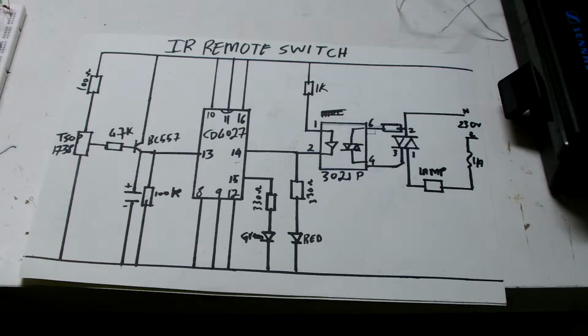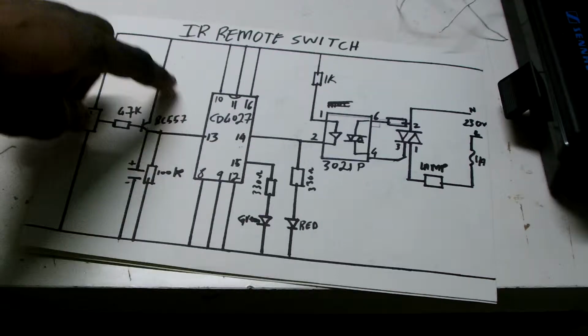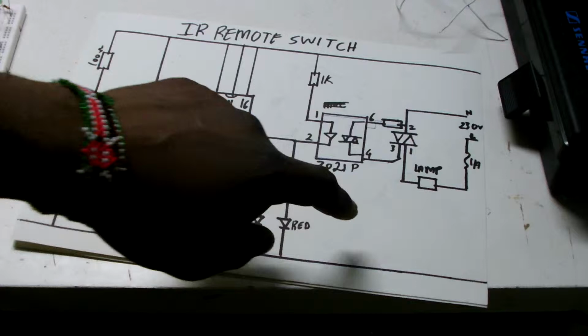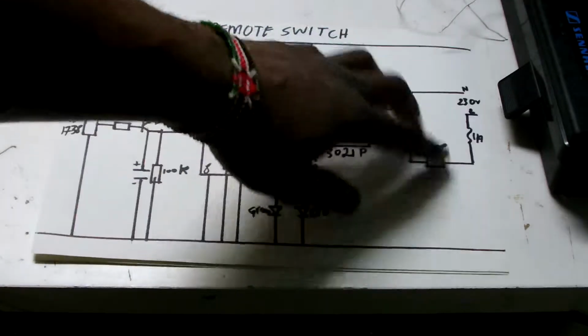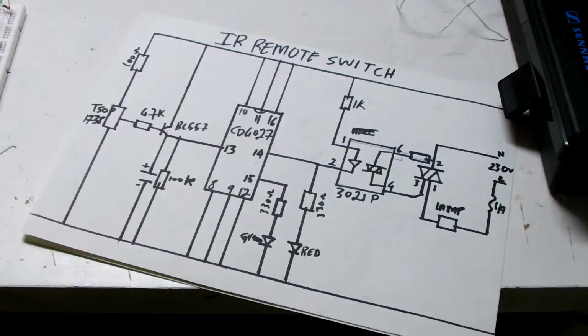I'm working on an infrared remote control, a schematic I've made. This section here is the receiver. This is a toggle switch, and this is actually like a relay. It's activating the lamp here.